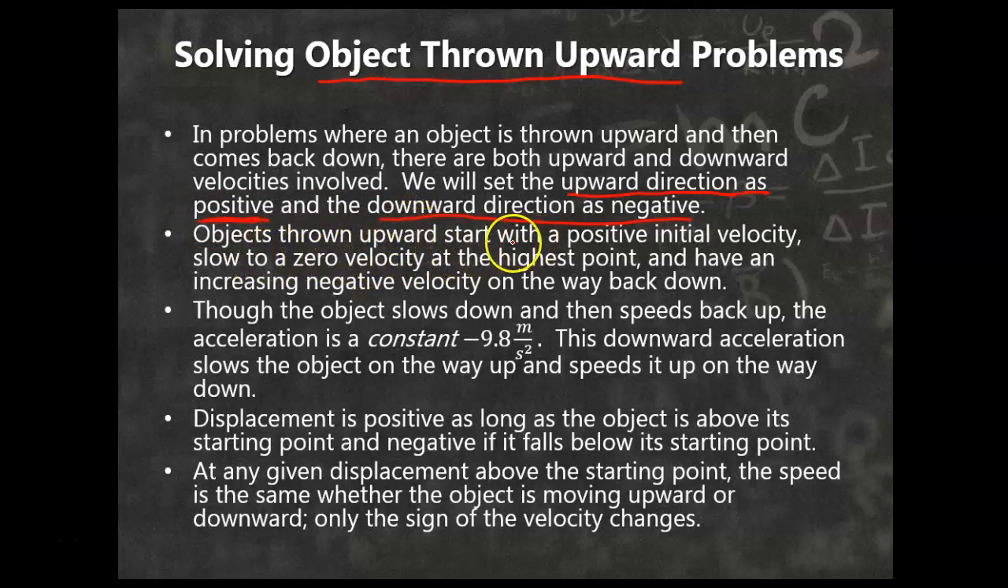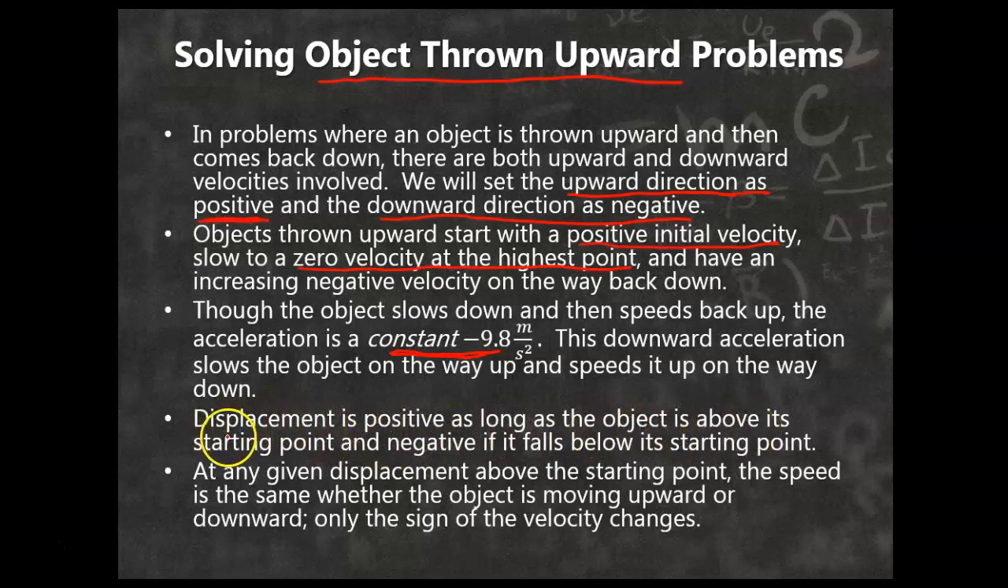Objects that are thrown upward start with some positive initial velocity and slow to zero velocity at the highest point. When an object is thrown upward, at the highest point it's given up all its upward speed. It has not yet begun to fall down. At that highest point, it's got zero velocity, and then it will have negative velocity on the way back down. The acceleration, since up is positive and acceleration acts downward, is negative 9.8 meters per second squared in this case.